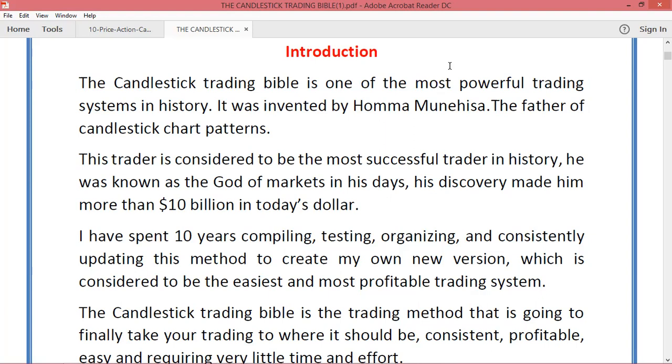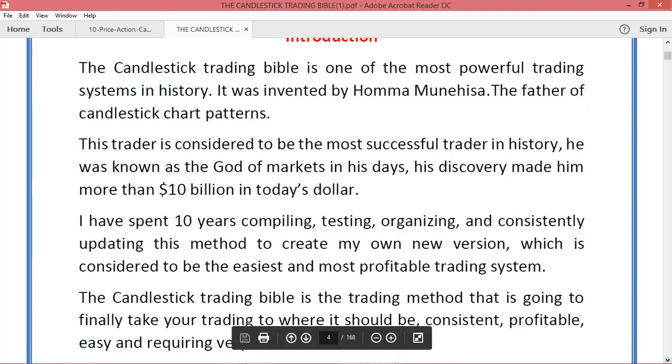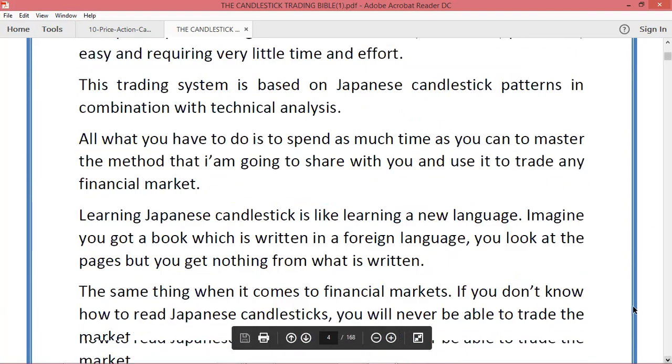This is the person that wrote this book. He has spent 10 years compiling, testing, organizing, and consistently updating this method to create his own new version, which is considered to be the easiest and most profitable trading system. The candlestick trading Bible is the trading method that is going to finally take your trading to where it should be: consistent, profitable, easy, and requiring very little time and effort. So please pay full attention to this.